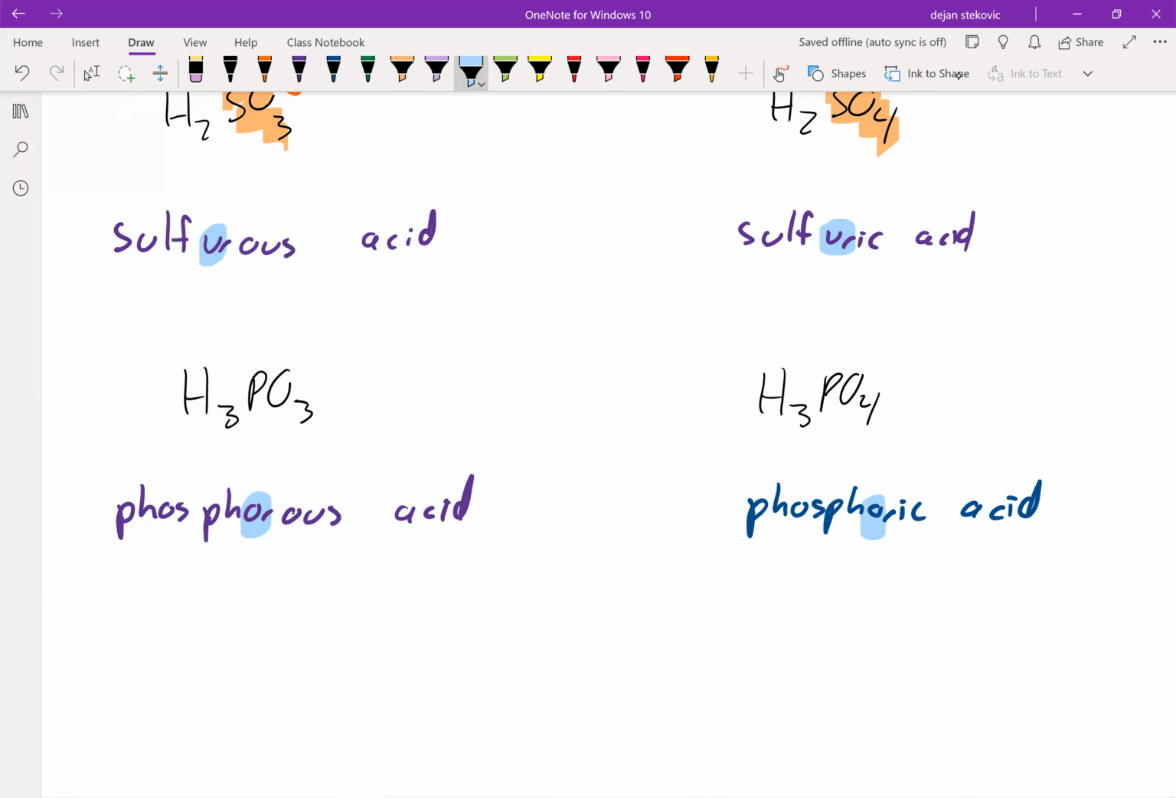Right, and the ic and the us comes from the ate and the ite. Right, again, I know there's a lot of information, but it's just some practice, and once you get used to it, it's not too bad.